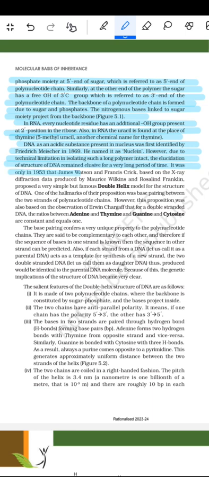It was only in 1953 that James Watson and Francis Crick, based on the X-ray diffraction data produced by Maurice Wilkins and Rosalind Franklin, proposed a very simple but famous double helix model for the structure of DNA. One of the hallmarks of their proposition was the base pairing between the two strands of the polynucleotide chain. However, this proposition was also based on the observation of Erwin Chargaff that for a double-stranded DNA, the ratio between adenine and thymine and guanine and cytosine are constant and equals 1.